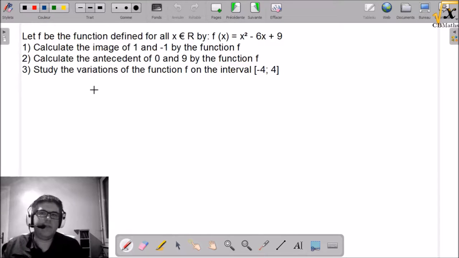Let f be the function defined for all x in the set of real numbers by f of x equals x squared minus 6 times x plus 9. First question, calculate the image of 1 and minus 1 by the function f. Second question, calculate the antecedents of 0 and 9 by the function f. Third question, study the variation of the function f on the interval minus 4 to 4. You can pause the video to solve the problem.